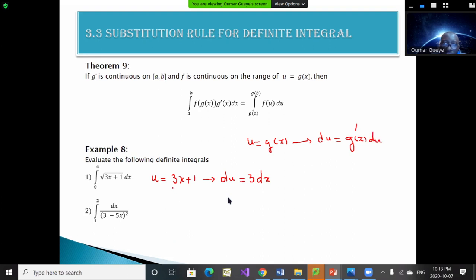And in my case, this is u. This is g of x. And that's why when you calculate its derivative, as your friend said, you will get 3, but don't forget the dx. And this is your g dash of x. Is it okay? So the next step is finding the new interval of integration, so the interval for u.